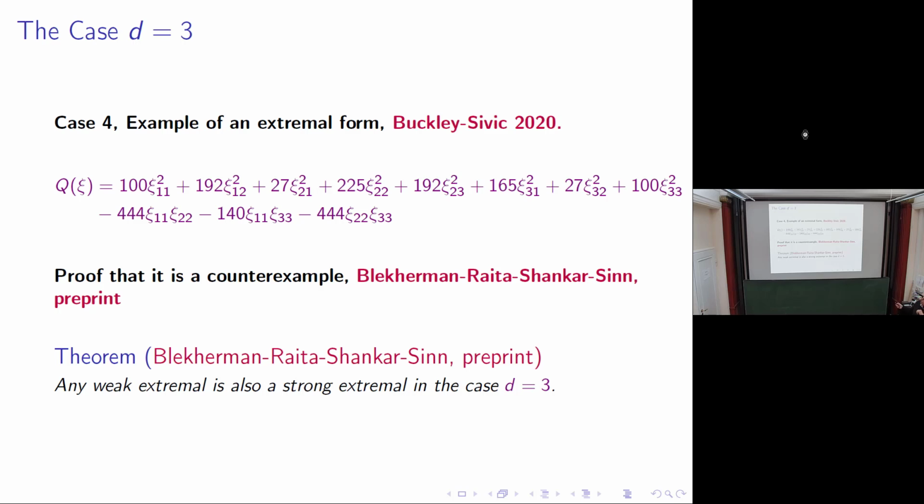Buckley and Sivich mentioned that this is an extremal ray, and they generate a class of extremals depending on two parameters, and this comes out when you give specific values to these two parameters. So it was known that this is an extremal quasi-convex quadratic form, and Bleckerman, Raita, Shankar, and Zinn proved that in fact this is a counterexample to that claim: this is an extremal, but the determinant is not an extremal polynomial. Okay, so this looks quite complex.